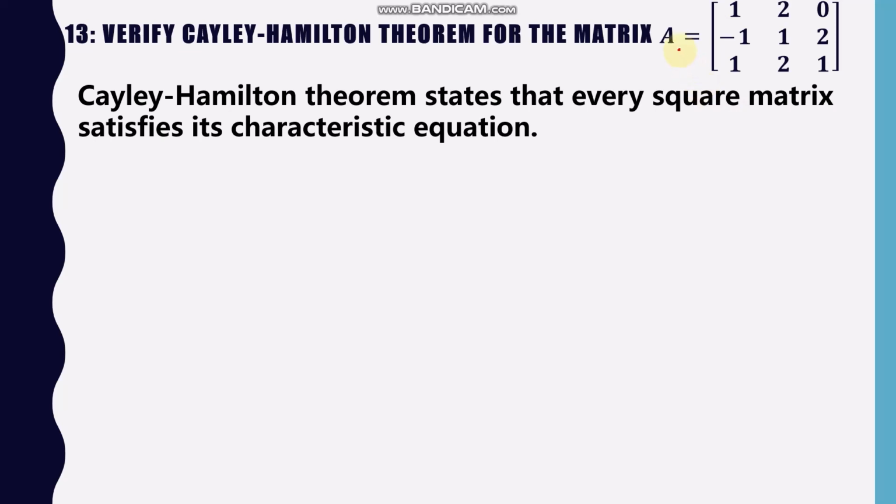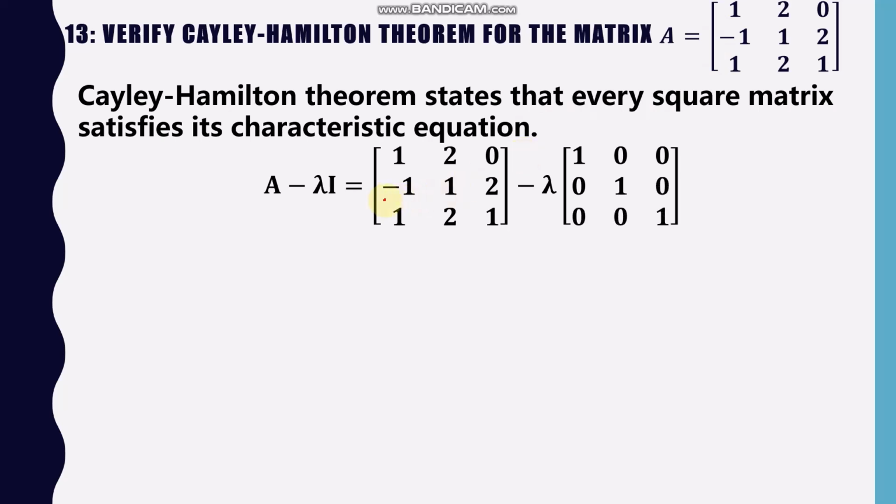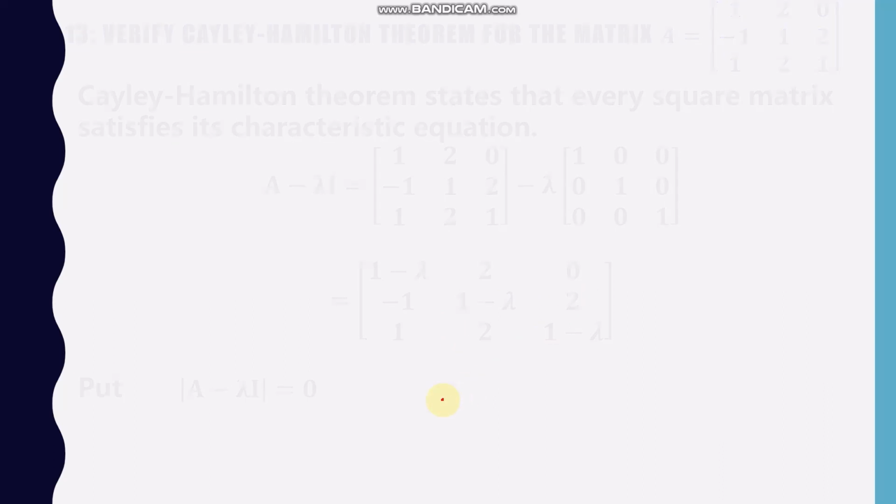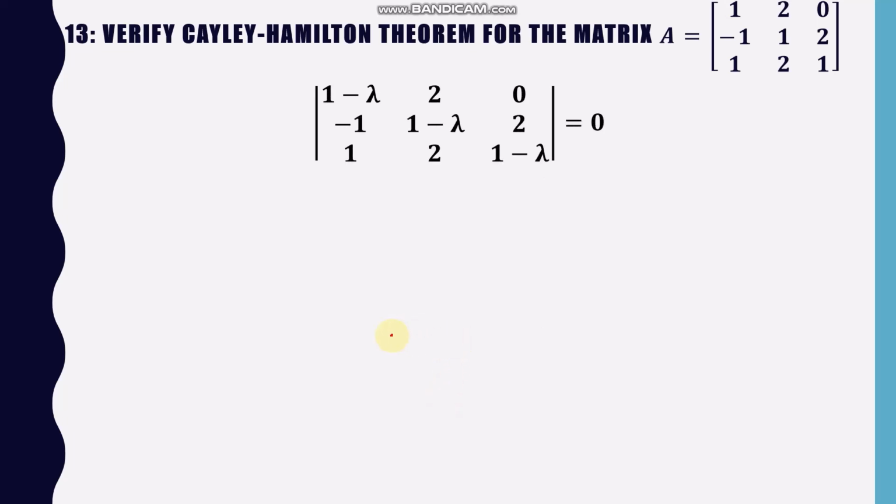So to verify the Cayley-Hamilton theorem, firstly you need to find the characteristic equation of the given matrix. To find the characteristic equation, put the determinant of A minus lambda I equal to 0. Find A minus lambda I and put its determinant equal to 0. So 1 minus lambda, 2, 0; minus 1, 1 minus lambda, 2; 1, 2, 1 minus lambda. Now let's solve this determinant. We can expand it using the first row.